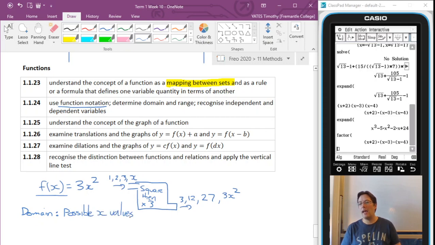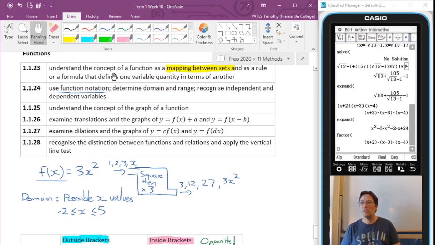Sometimes this will be an artificially constrained one, so they might say that, for example, x is between -2 and 5, so that will be our domain, or it might be a natural one. For example, if we've got the function f of x equals the square root of x, that has a natural domain where x has to be greater than or equal to 0, because you can't have a negative value in a square root when you're dealing with real numbers.